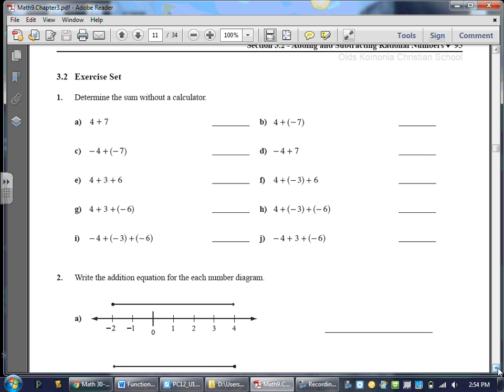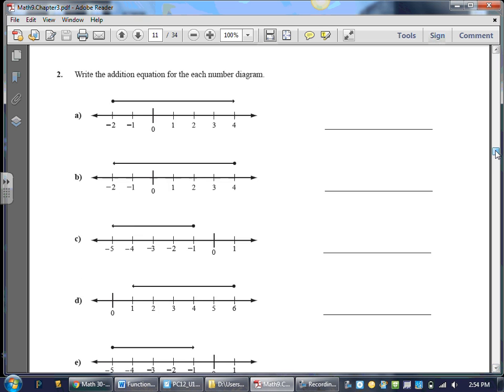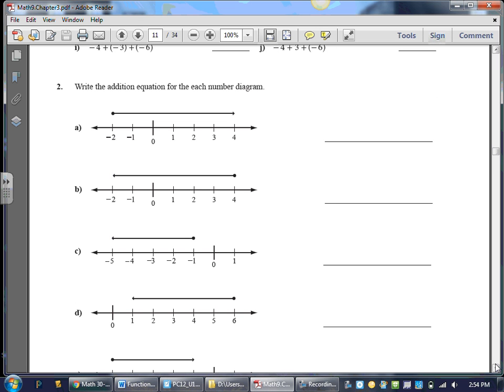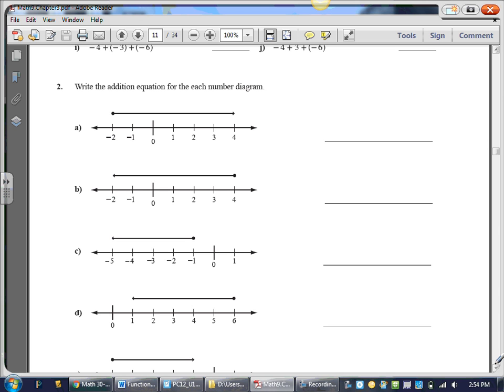Good luck. Maybe I'll show you just on this question number 2 really quick, just to help you understand how you can do it on the number line. When it says write the addition for each number diagram, you're going to make sure that you start with -2. Okay, so this answer would be -2, and I'm going to add how much? Well, 1, 2, 3, 4, 5, 6. I'm going to add 6 and arrive at 4. Does that make sense to you?